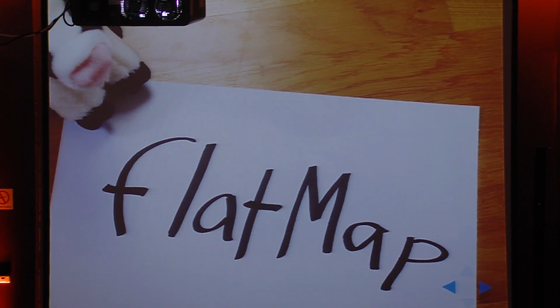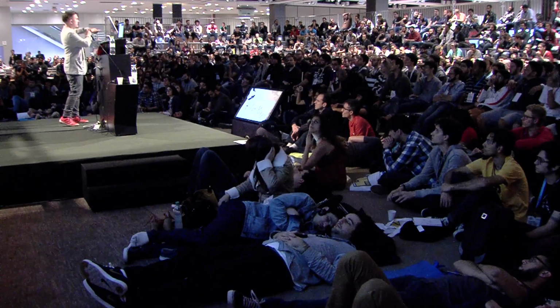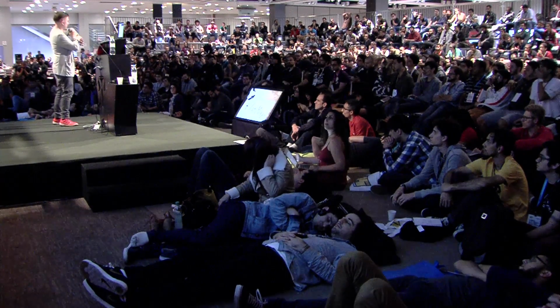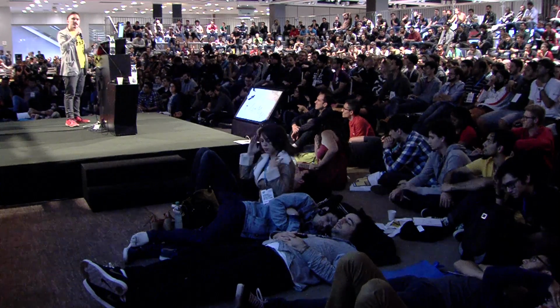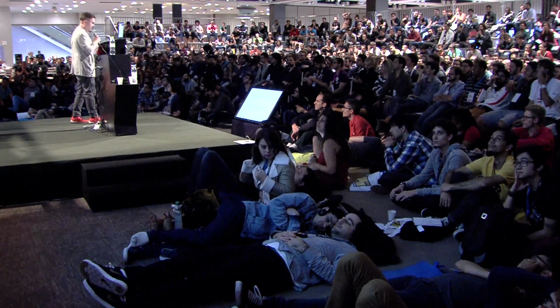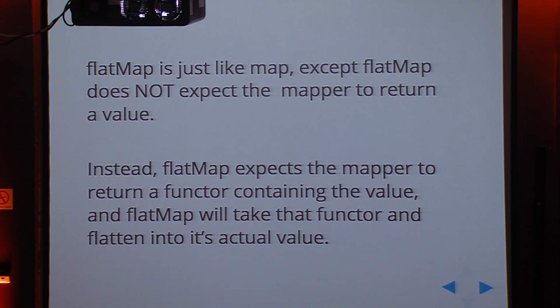All right, so now here's going to come the hard part. I'm going to give you the description of what flatMap is, and it's a bit tricky, and it's late in the day, evening. So I want you to breathe and concentrate. FlatMap is just like map, except that flatMap does not expect the mapper to return a value. Instead, flatMap expects the mapper to return a functor containing the value. And flatMap will take that functor and flatten it into its actual value.